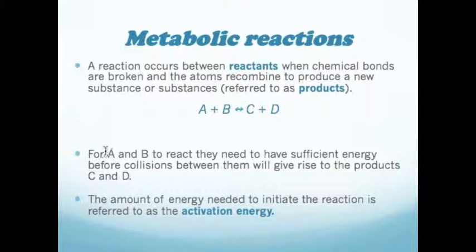Now, in order for A and B to react to become C and D, they need sufficient energy before the collisions will give rise to the various products that are C and D. In order for this to occur at room temperature and pressure, we require enzymes to lower the activation energy. The activation energy is the energy required for a reaction to proceed. Enzymes align the molecules of the compounds A and B in the correct conformational state to allow them to turn into C and D. This lowers the activation energy, allowing the reaction to proceed with much less energy.